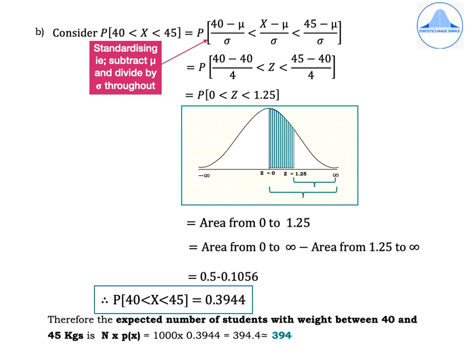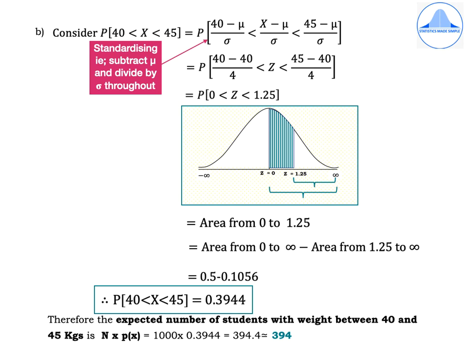Second subdivision, we need to find out the expected number of students whose weight lies between 40 and 45 kgs. For that, first we need to find out the probability of x lying between 40 and 45 kgs. So write: consider probability of 40 less than x less than 45. Standardizing, you will get probability of 40 minus mu by sigma is less than x minus mu by sigma is less than 45 minus mu divided by sigma.